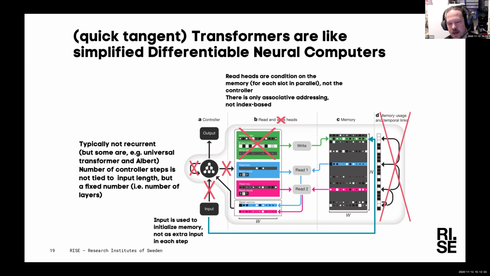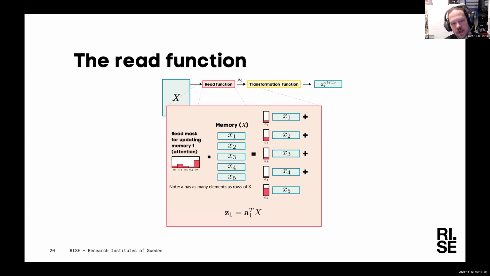We have this memory, we have these read operations, and in this case, the controller is the thing in the differentiable neural computer which transforms the things we have read out. This would correspond to this transformation function in the yellow box I showed you earlier. But there are a number of differences which make the transformer actually simpler, and I would argue easier to use. I won't dive too much into detail here, but if someone's interested, this is something I'd like to talk more about. But then we're going to focus on the read function, as I said.